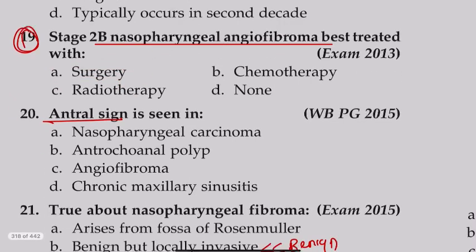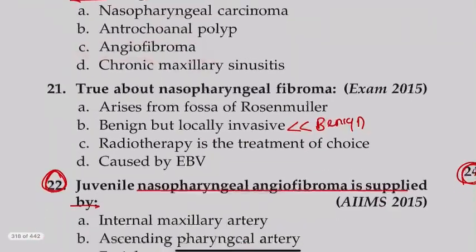Antral sign is seen in. Now, antral sign is seen where? In angiofibroma, right? Now, this antral sign, what is it? It is the Holman-Miller sign only. True about nasopharyngeal fibroma.